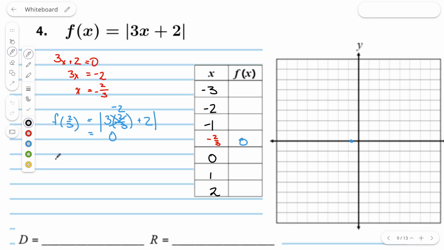So I'm just going to plug in each of the whole numbers. So like when I plug in a negative 3, negative 3 times 3 is negative 9. So negative 9 plus 2 gives us a negative 7. So 7 is what the absolute value is. So now let's go ahead and go to the next one.